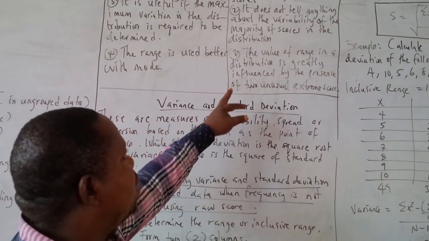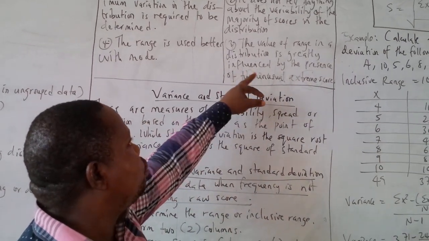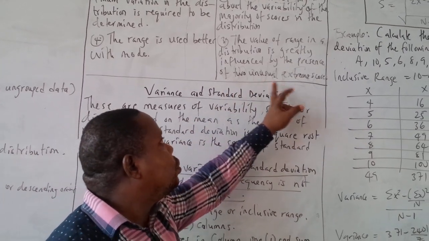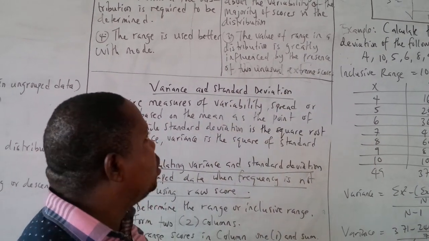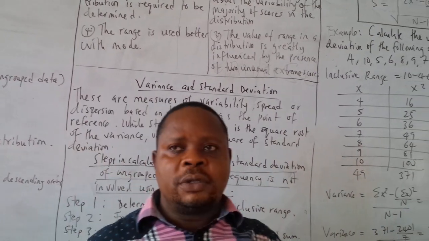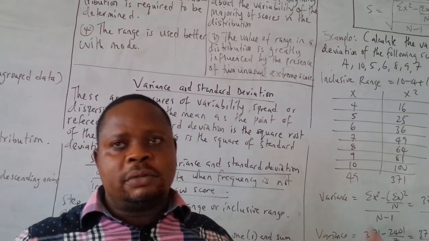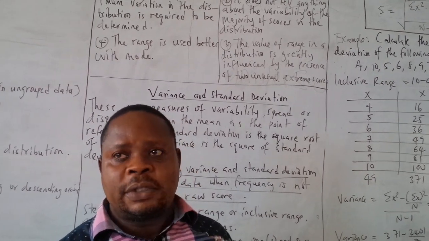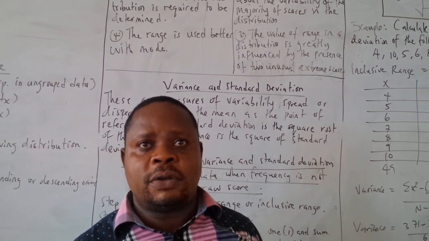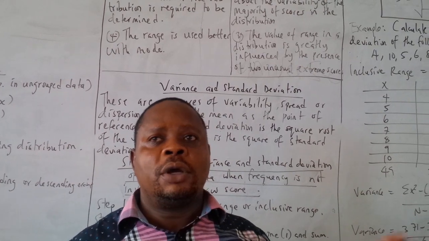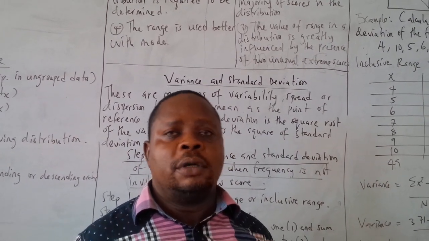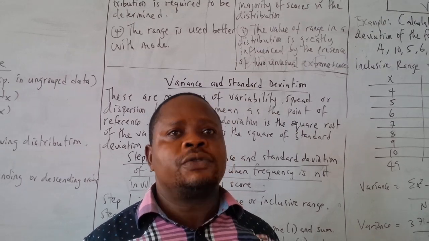And then the third one is that the value of range in a distribution is greatly influenced by the presence of two unusual extreme scores. The value depends on the two extreme scores, the highest score and the lowest score. That's why you can have 5 sets of distribution with different scores, but the range of those scores will remain the same, meaning the range most times is unstable.